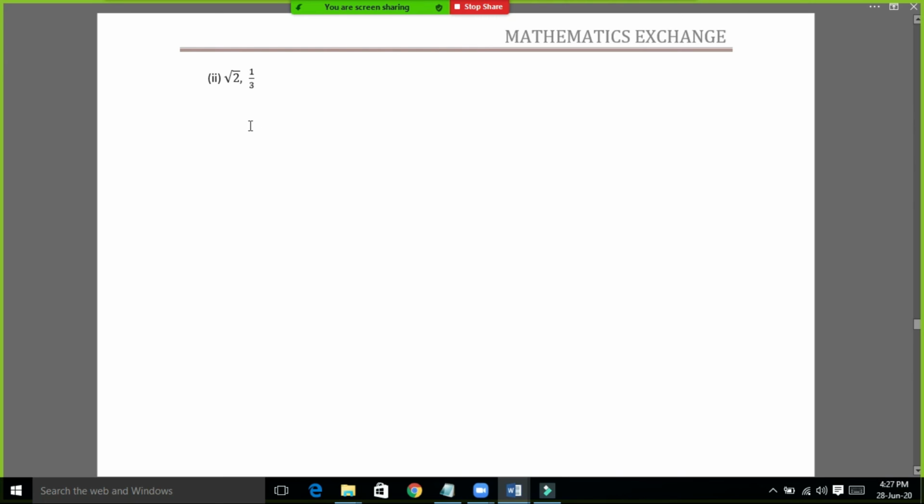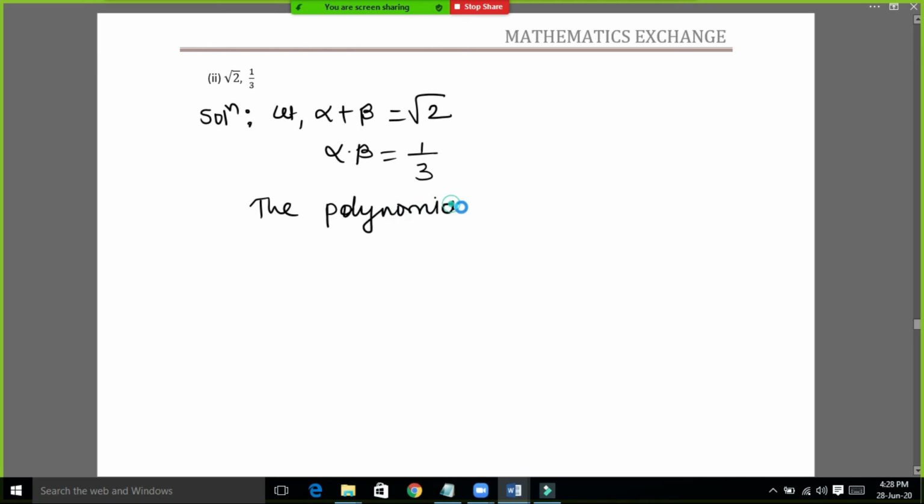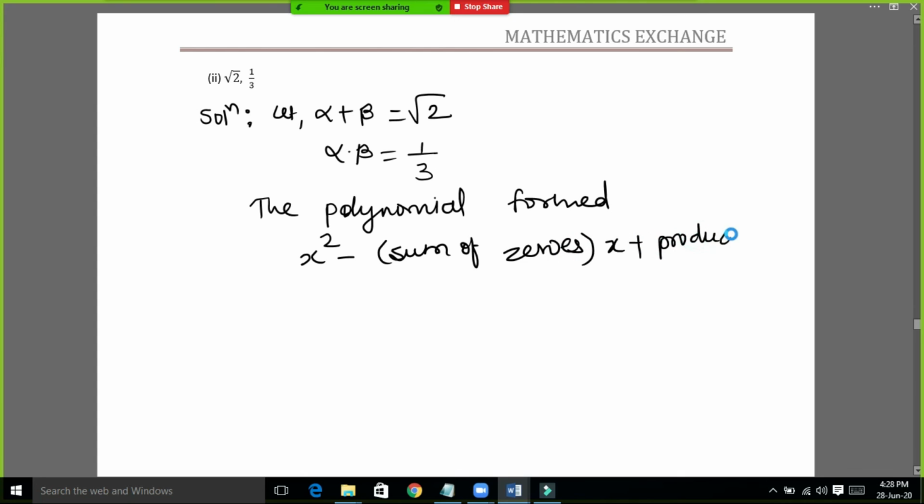Second values we have given are √2 and 1/3. So again, for this, sum of zeros is √2, so α + β = √2, and product of zeros is 1/3, so α into β is 1/3. So the polynomial form will be like this: x² − (sum of zeros)x + product of zeros.